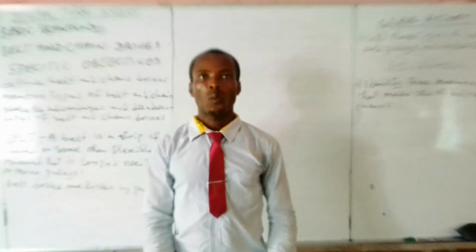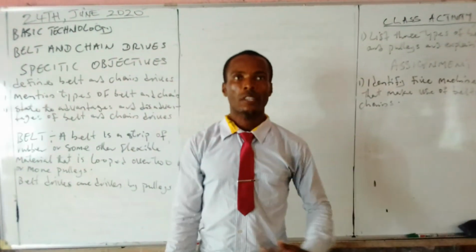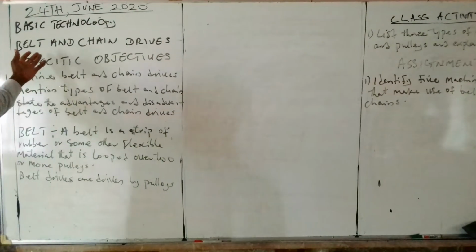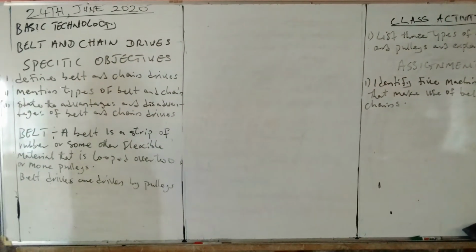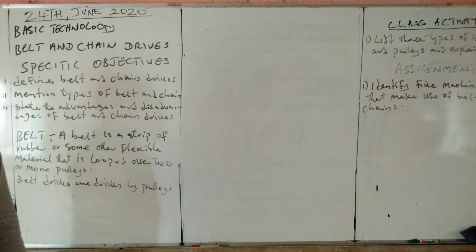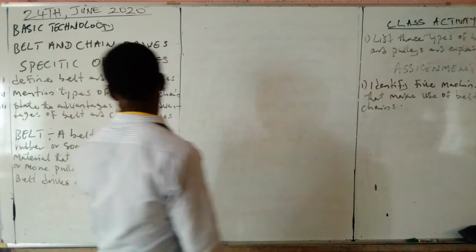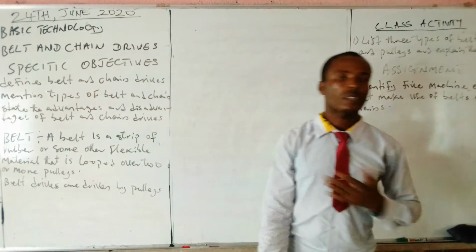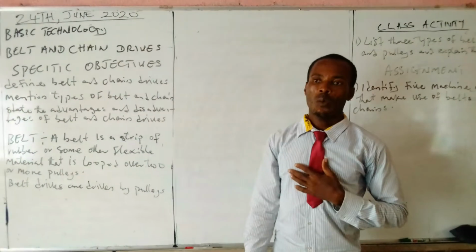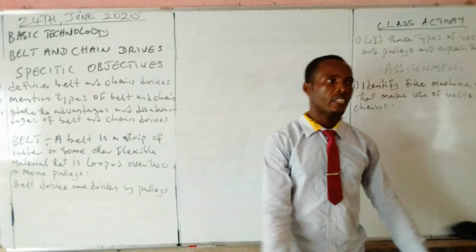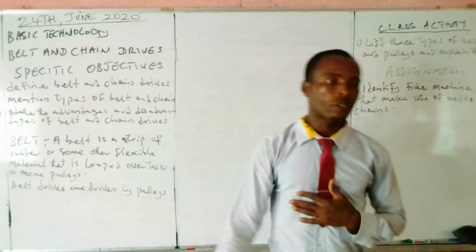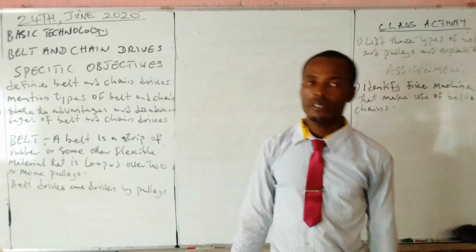And today we have basic technology on the topic: belt and chain drive. Yes, we have seen belt before. We have seen chain before. How do they work? How do they look? What are the advantages and the disadvantages and the types of belt and chain? On this topic we are going to know more about it.